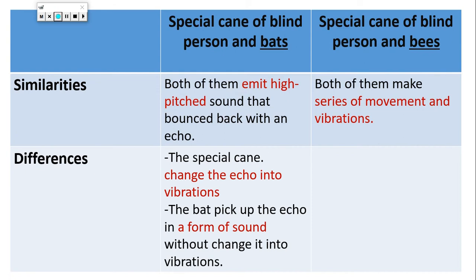Okay? And let's know the similarities between the special cane of the blind people and the bees. As we know, when we took the bees, the bees dance and make vibration with their wings, right? So both of them make vibrations. The special cane of the blind people makes vibration when the high-pitched sound that it emits hits something solid and returns back to it, and the echo changes into vibration.